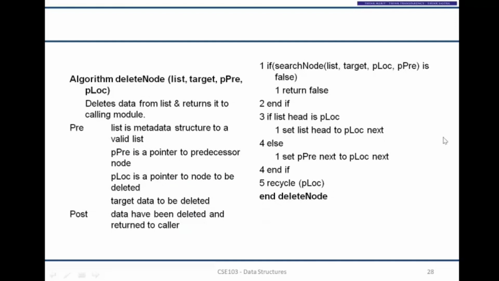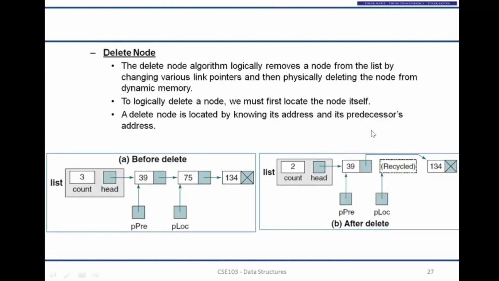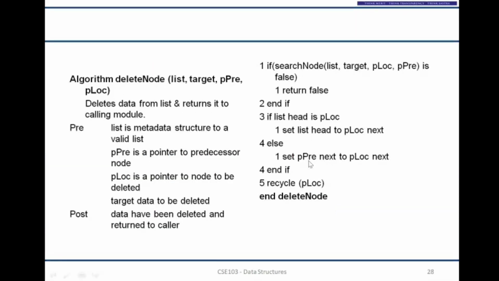Now see here in the algorithm, if list head is P location, it is the first node. So list head should point to the P location's next. That is, 39's next is 75. So 75's address must be stored in head. Otherwise, it is in the middle. So the predecessor's next is the location's next. That's it. Only one pointer change. End if, recycle. The memory is recollected.